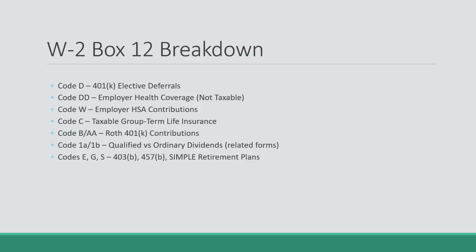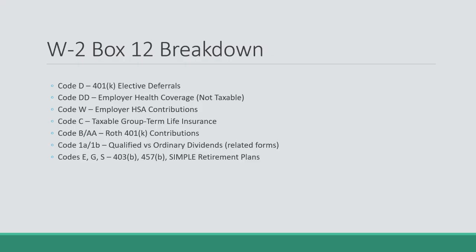And there's limits to these, and we're not going to get into every limit, but what you'll see is a code C and the amount of term life insurance, and it's taxable. It is already included in box 1, but they're going to say what part of that box 1, and that's where you can reconcile box 1 if there's a question.